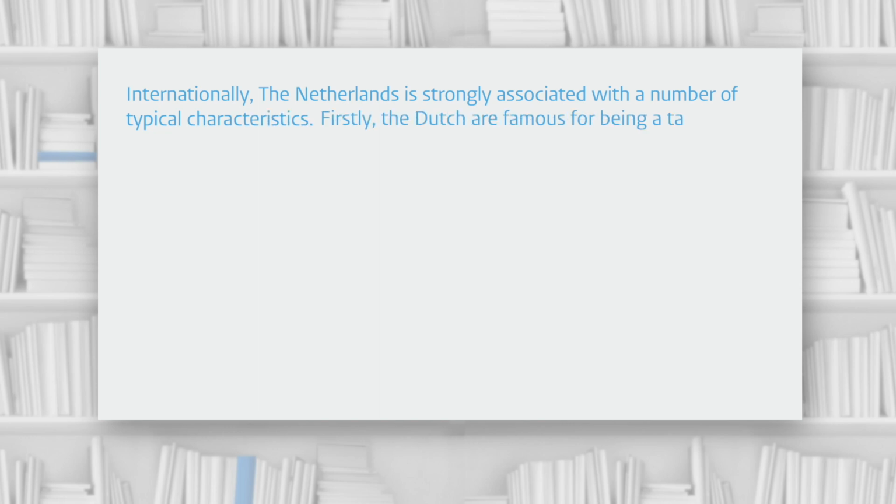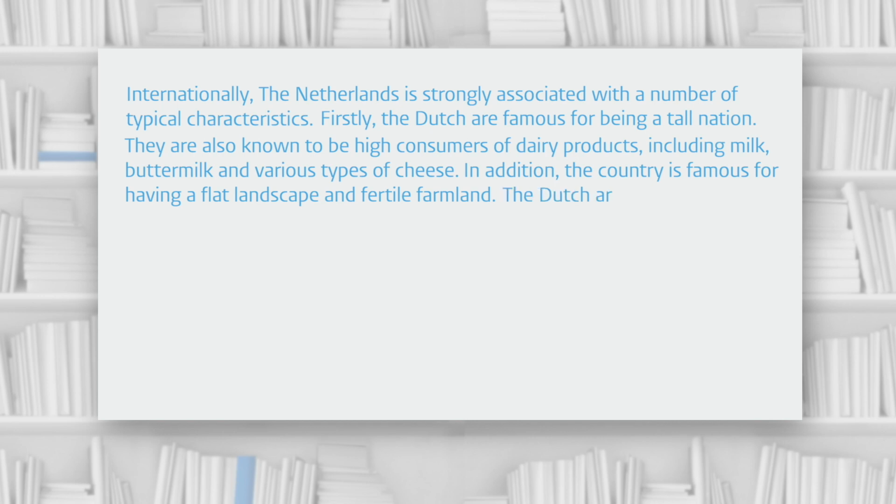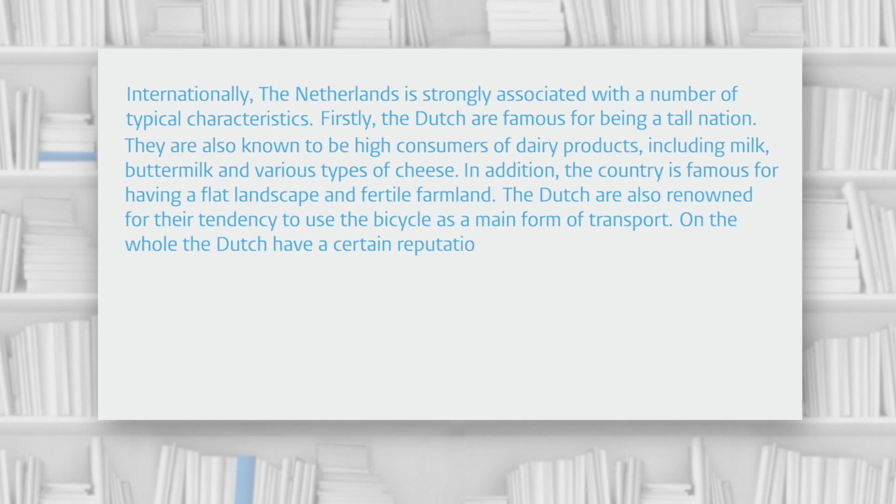Firstly, the Dutch are famous for being a tall nation. They are also known to be high consumers of dairy products. In addition, the country is famous for having a flat landscape and fertile farmland. The Dutch are also renowned for their tendency to use the bicycle as a main form of transport. On the whole, the Dutch have a certain reputation in the world, and it appears to be well-founded.